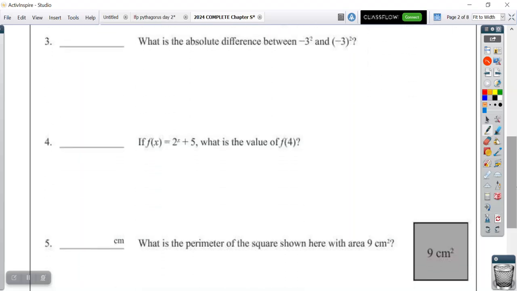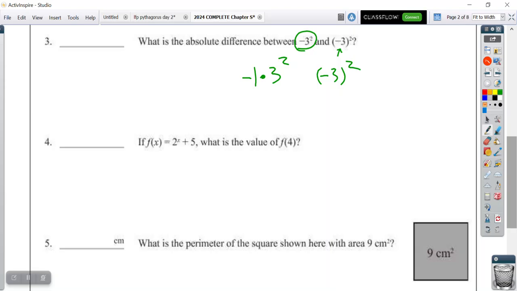irritating my throat. What is the absolute difference between -3 squared and the quantity -3 squared? Now, this might not look like a difference at all, but there's a big difference. This right here is actually -1 times 3 squared, whereas this right here is going to be -3 squared. So how does that change things?